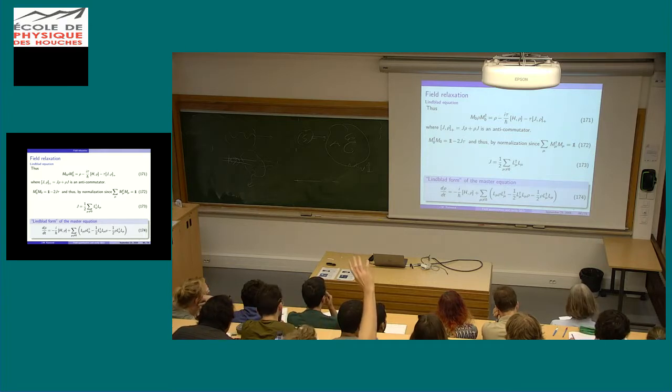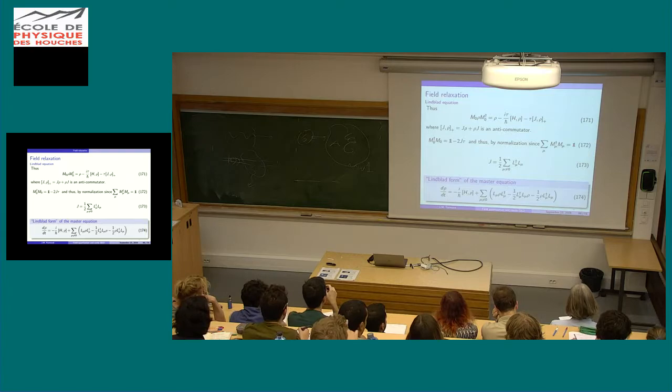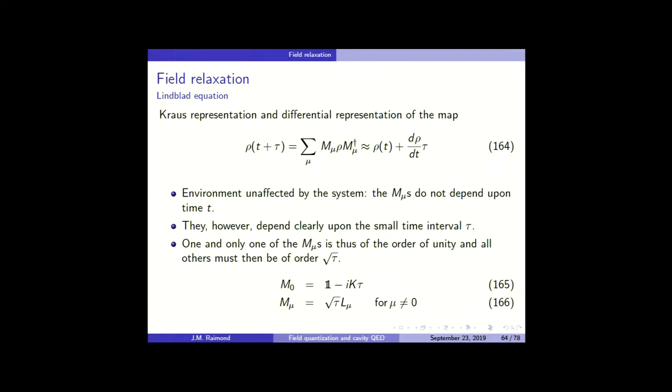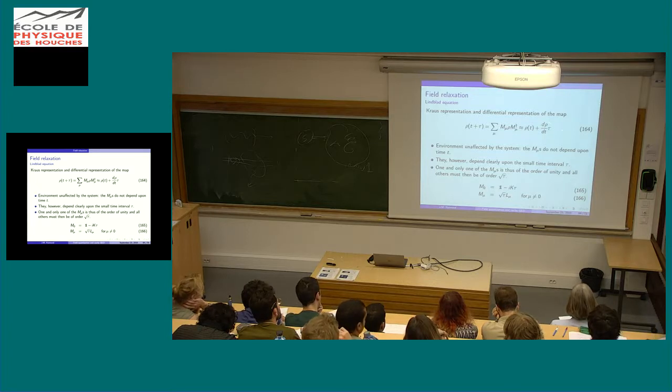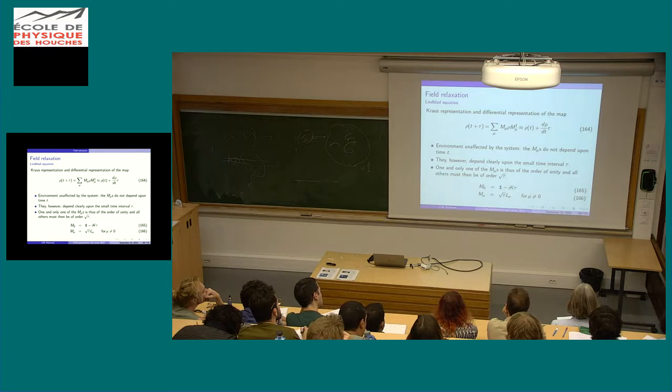One question, if you could go back to the slide, because M naught has a term proportional to tau, so if I apply that to rho, I get some term as well that is proportional to tau squared, no? Yeah, but I will keep the development only to first order. What I want is to get the equation to first order in tau. To get first order in tau, I have to put square root of tau in all the M mu's that are not M naught. And for M naught, I have to put a tau term, because if I take only 1, I have no tau term. But of course, I will discard any term that is tau squared.